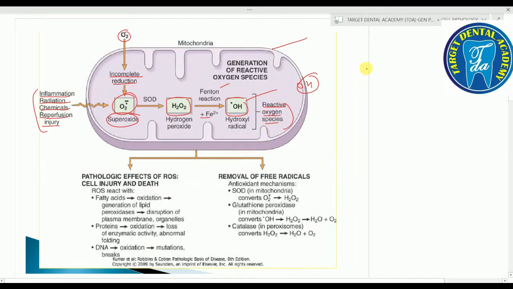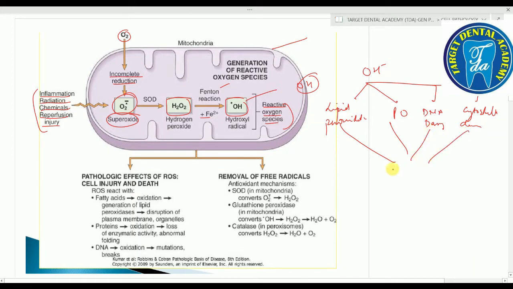Fine. So the hydroxyl radical leads to important lipid peroxidation. It leads to protein oxidation. It leads to DNA damage, and it leads to cytoskeletal damage, and all these lead to cell death.